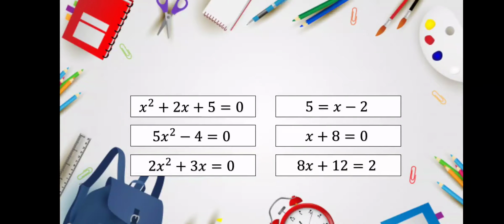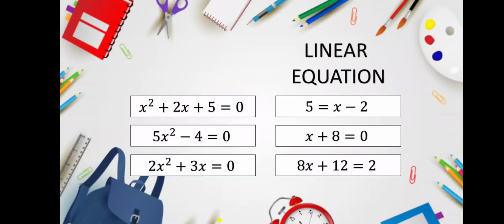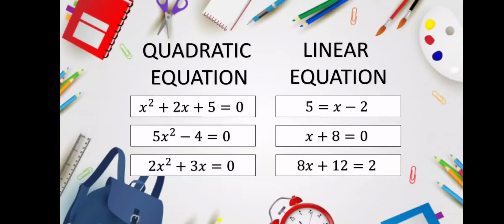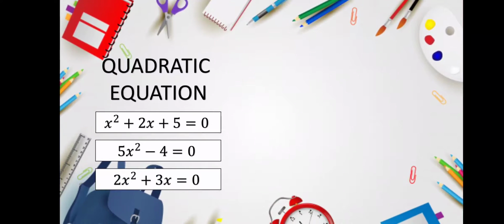You will notice that there is an exponent of 2 on the left side and exponent of 1 on the right side. On the right side, we call it a linear equation. And then on the left side, we call it a quadratic equation. So we'll focus on quadratic equation.